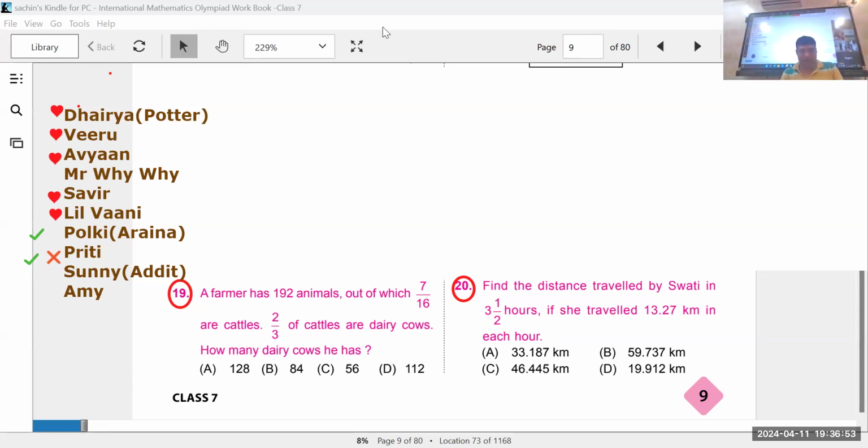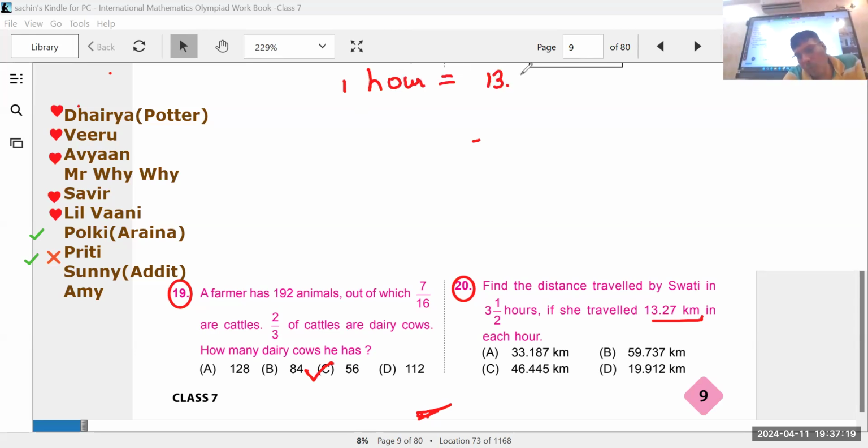All right, guys. So Polki, you didn't send your second answer. First answer, everyone got it right. The 19th answer is C. Find the distance if she traveled 13.27 in 1 hour. So in 1 hour she travels 13.27, so 3.5 hours means 3.5 times that. Why am I converting to decimals? Because all the options are in decimals.